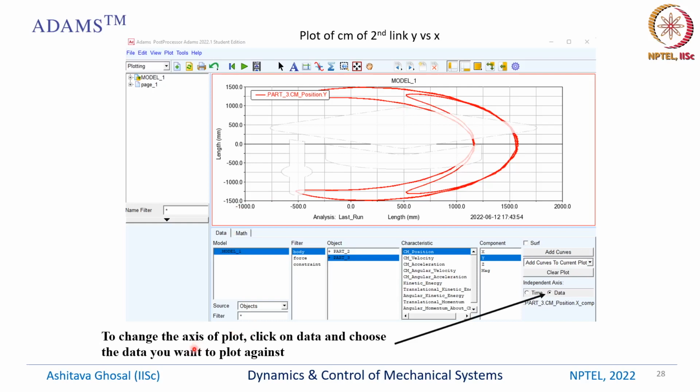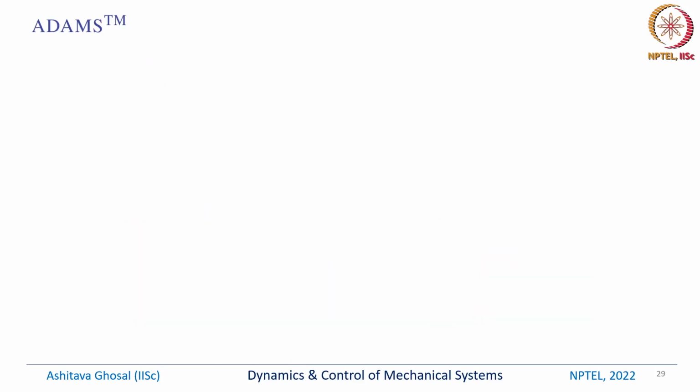Okay, you can also change the axis of the plot. You can click on the data and choose the data you want to plot against. Okay, so you can plot here x versus y. Everything need not be as a function of time. So Adams is a very, very powerful tool.